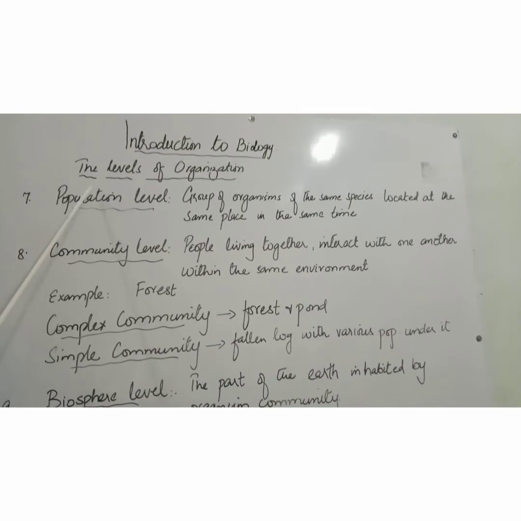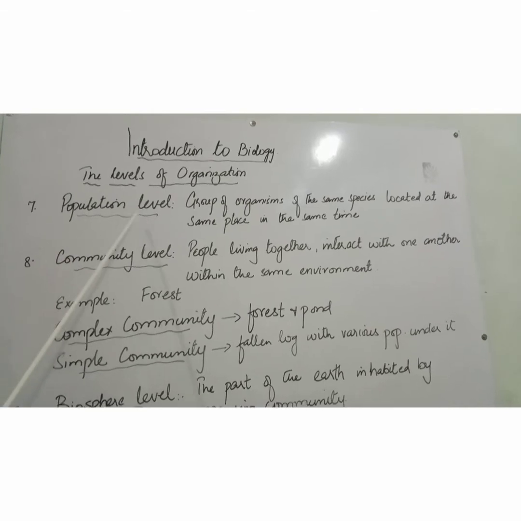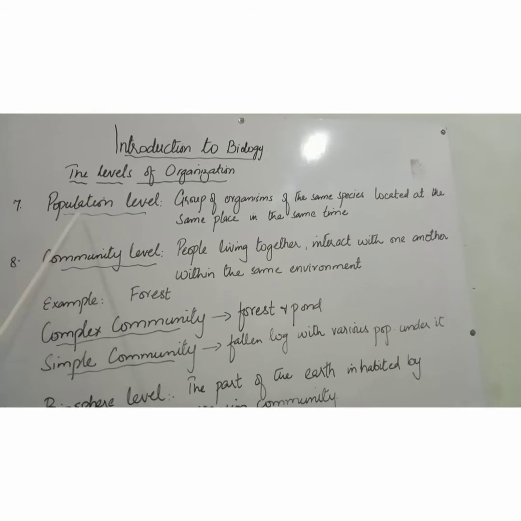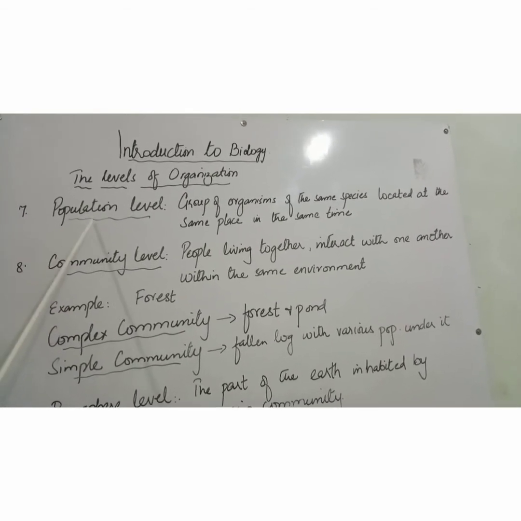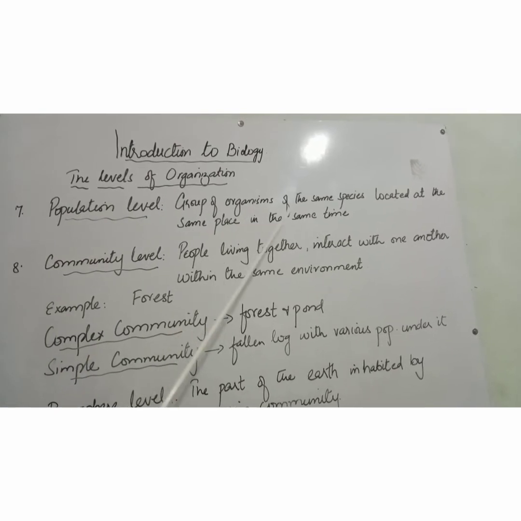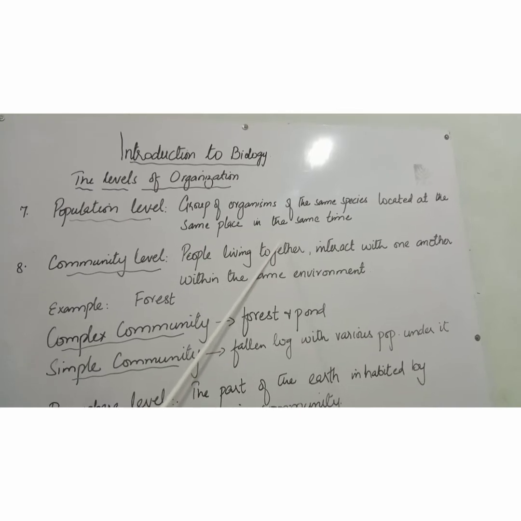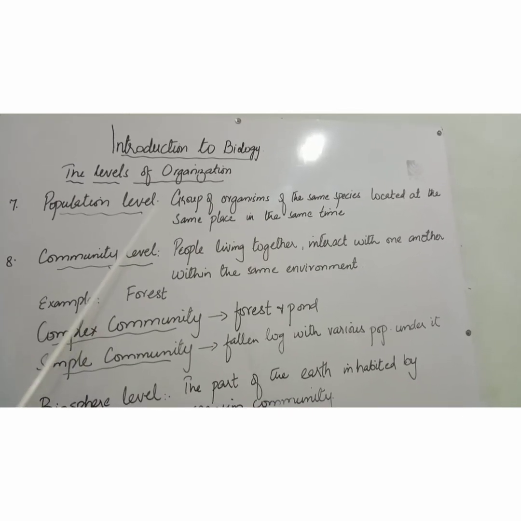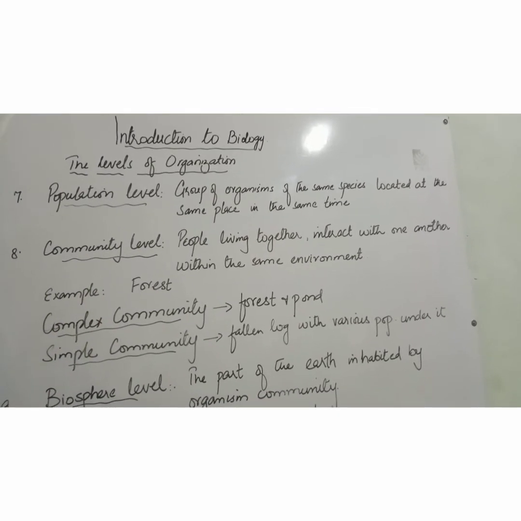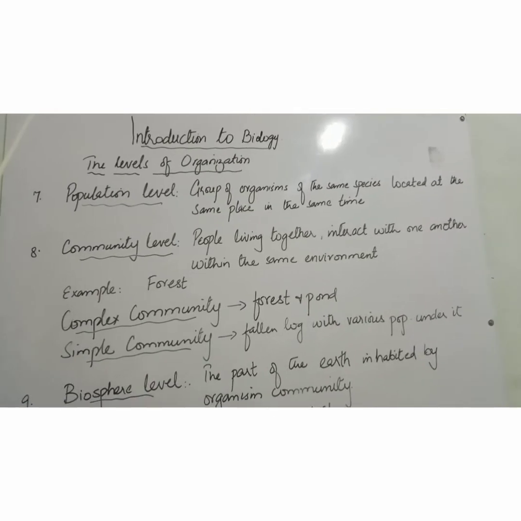Alright students, now the next level of organization is the population level. Here we will define what a population is. It is a group of organisms of the same species located at the same place at the same time. For example, the population of Pakistan in 2010 was 173.5 million.